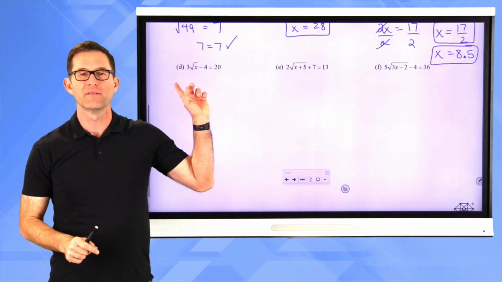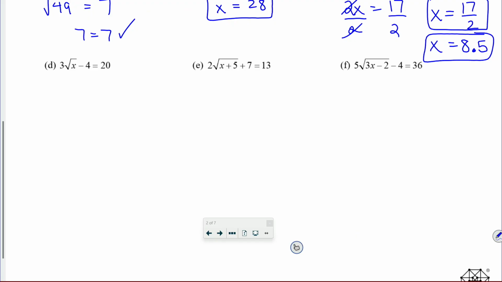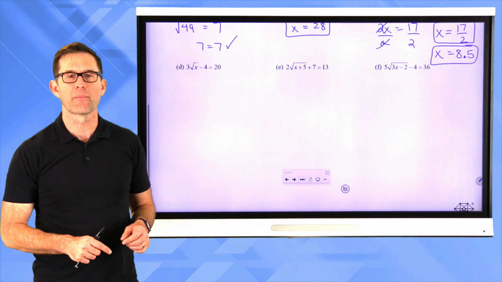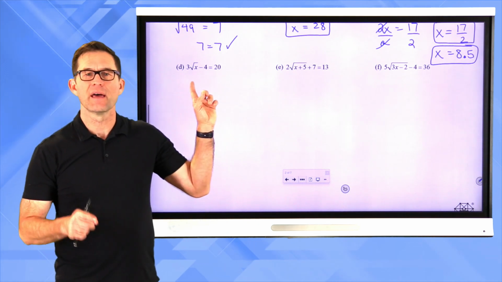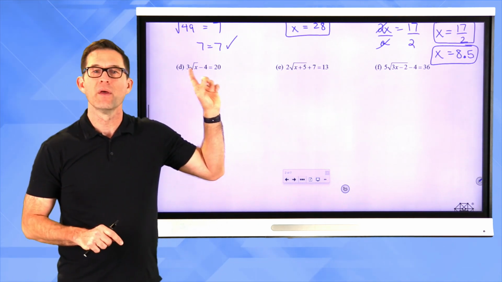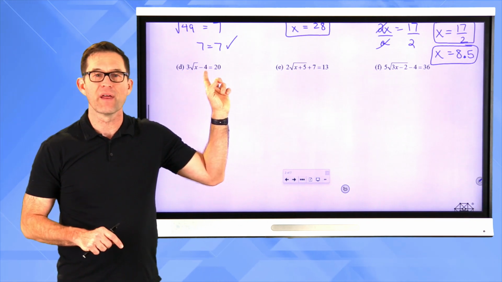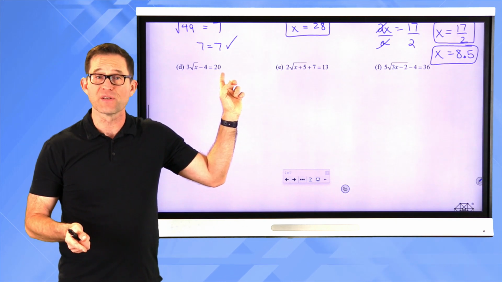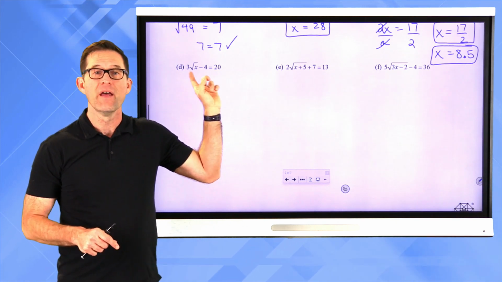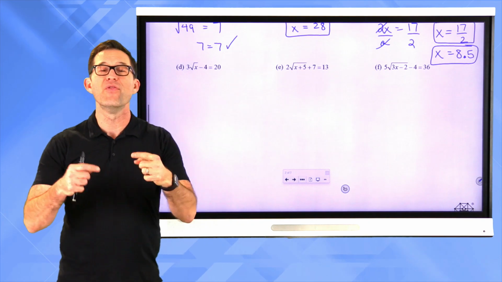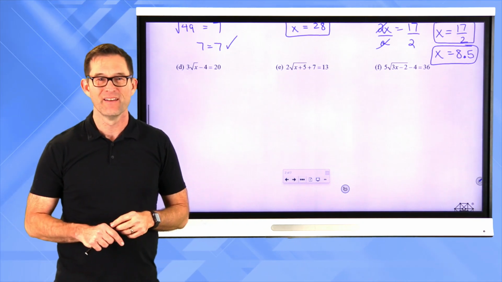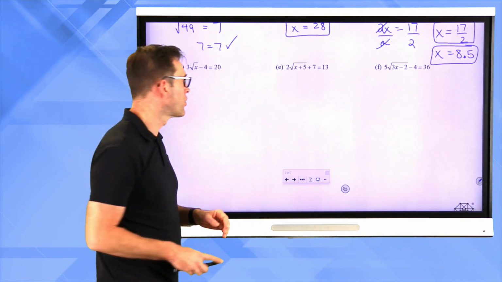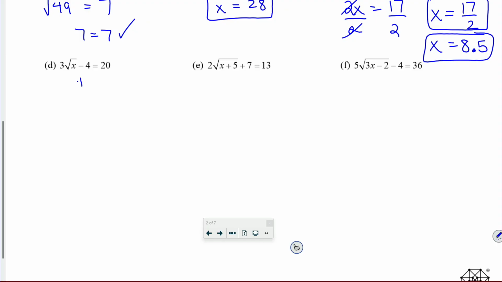All right, now let's take a look at D, E, and F and see how they're a little bit more complicated. Let's check out D. Here we have 3 times the square root of x minus 4 is equal to 20. Let's talk about order of operations. I look at x and what's happened: I've taken its square root, then multiplied by 3, then subtracted 4, and I've gotten 20. To undo that in the opposite order, I'm going to need to add 4, then divide by 3, and then square, right?